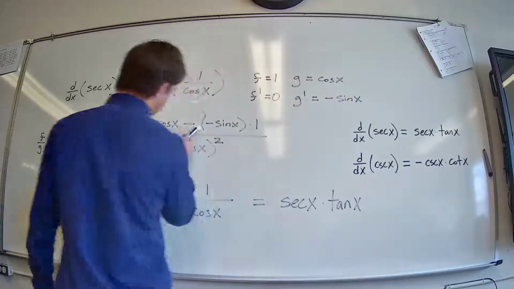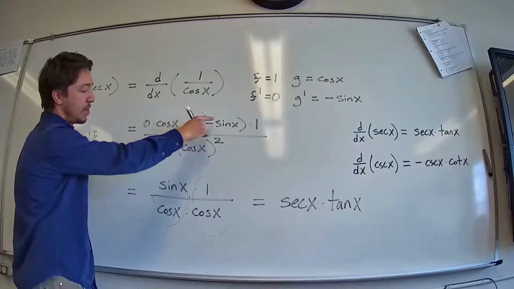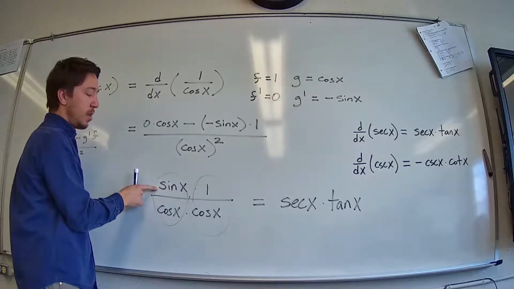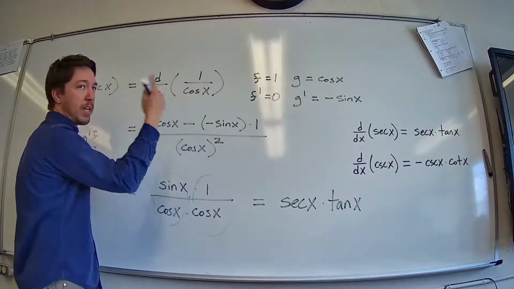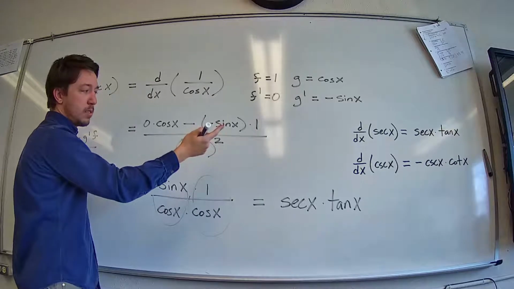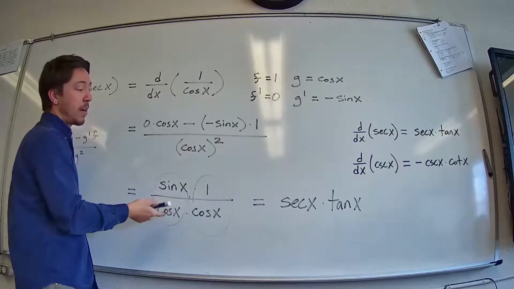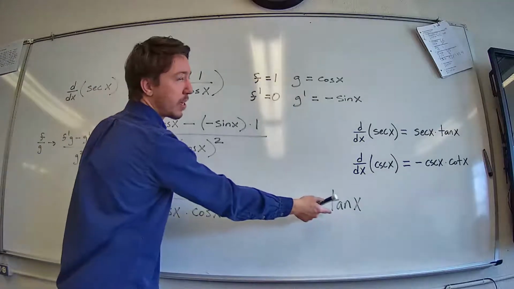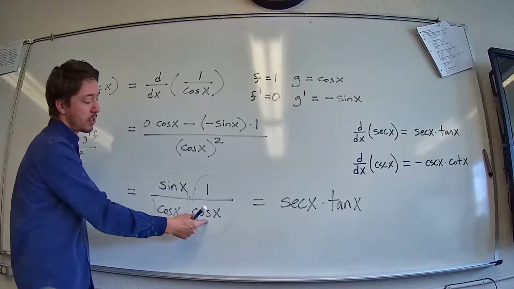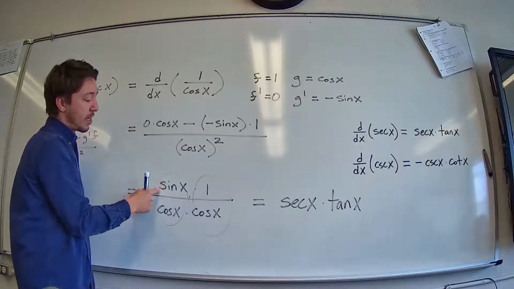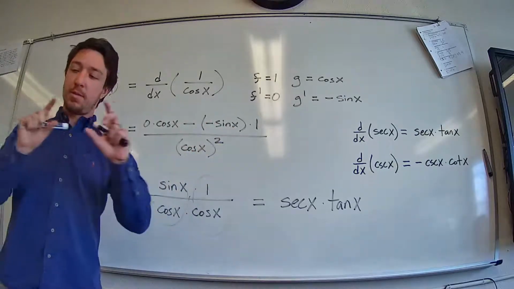So getting from here to here, I just simplified the top to positive sine of x, and the bottom is cosine squared. I could have just written this as sine over cosine squared, but I wanted to break it up into two things. So I wrote cosine squared as cosine times cosine, and I wrote sine as sine times 1. That allows us to split the fraction into two.